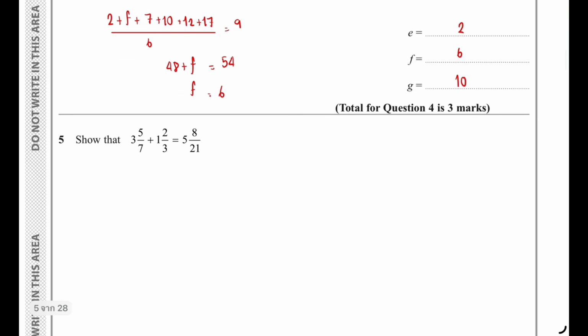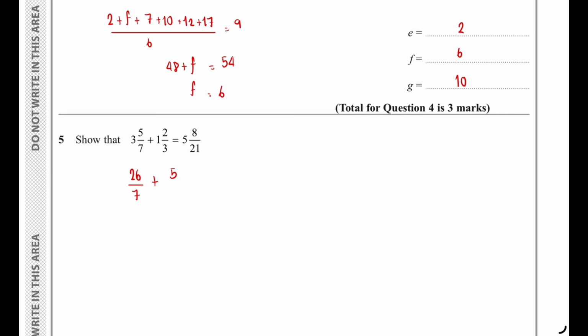Let me move to question 5. Show that 3 and 5 over 7 plus 1 and 2 over 3 equals 5 and 8 over 21. So I will multiply 3 with 7, which is 21. 21 plus 5 equals 26 over 7. Plus 1 times 3 equals 3, plus 2 equals 5.